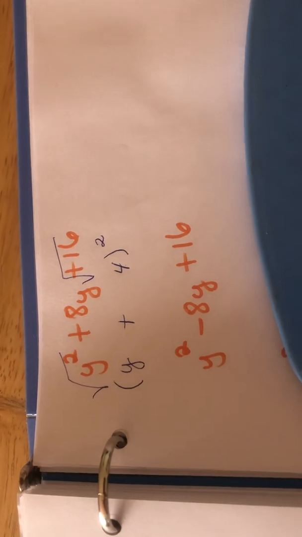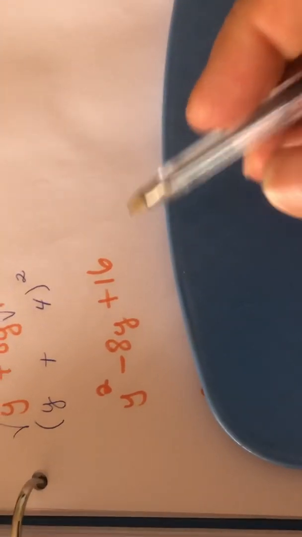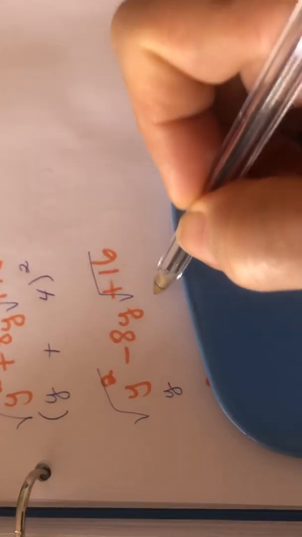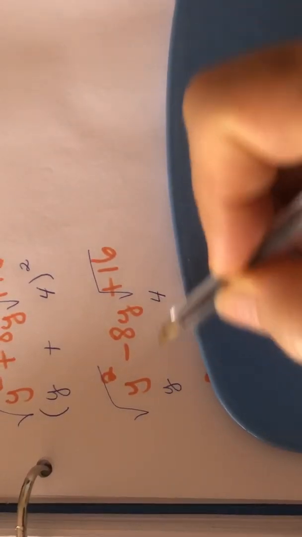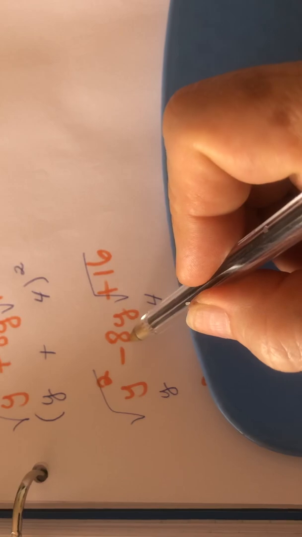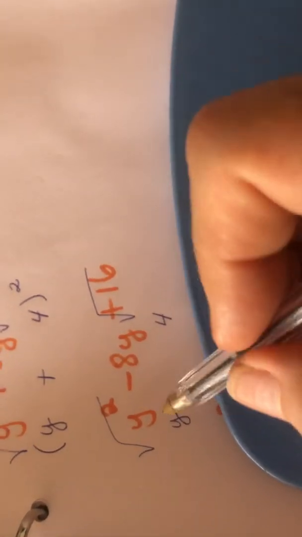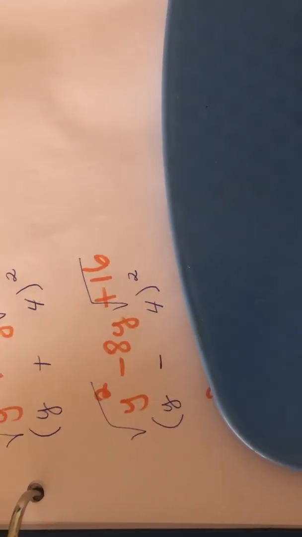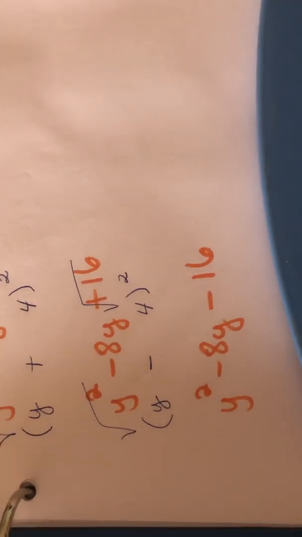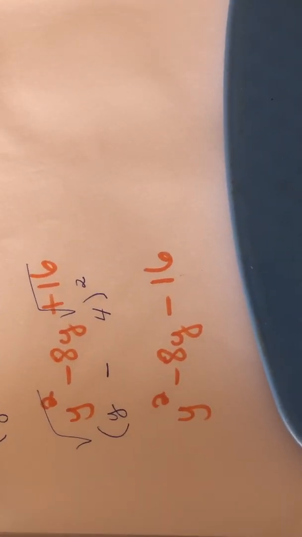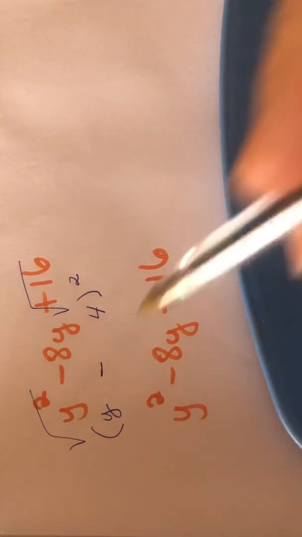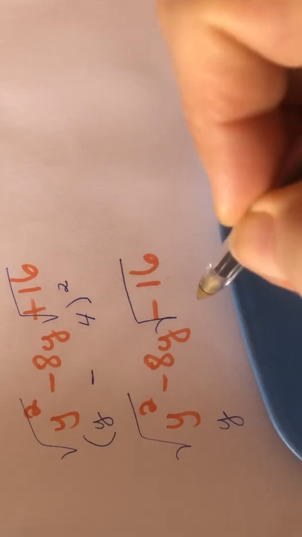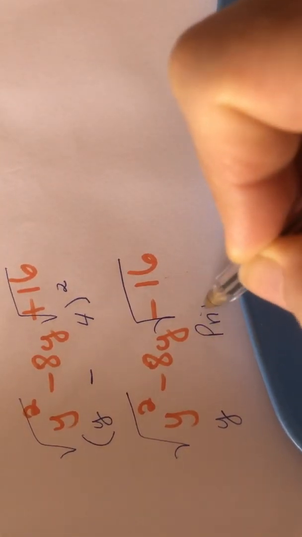Now let's check that one out. Is this a perfect square? Yes. Is this a perfect square? Yes. Is 4 times y times 2 8? Yes, but to make it a negative, all we have to do is put a negative right here. Okay? What about this one? Is this a perfect square? Yes. Is negative 16? No. So this is prime.